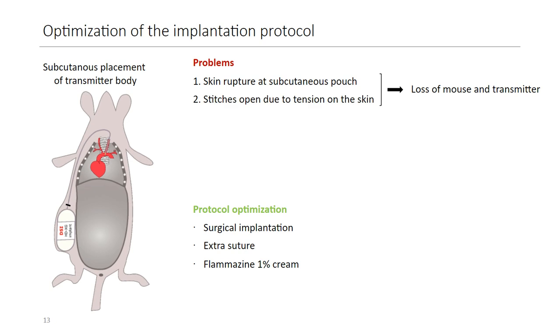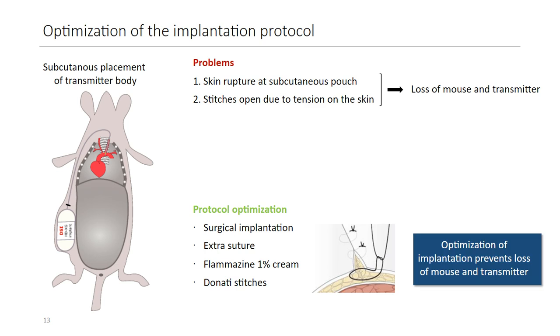Another problem that occurred to us is that the stitches open due to the tension on the skin, because the lead is relatively stiff, and the stitches in the ventral neck region tend to open a bit. And therefore, we solve this using Donati stitches, which can bear a bit more tension. So the optimization of this implantation protocol prevents the loss of the mouse and the transmitters.